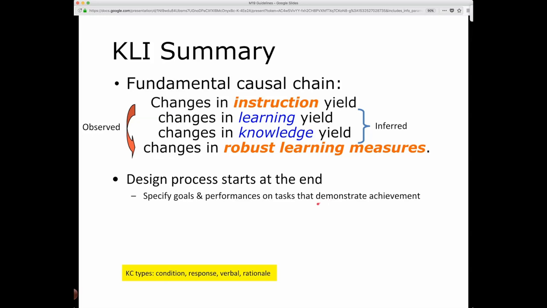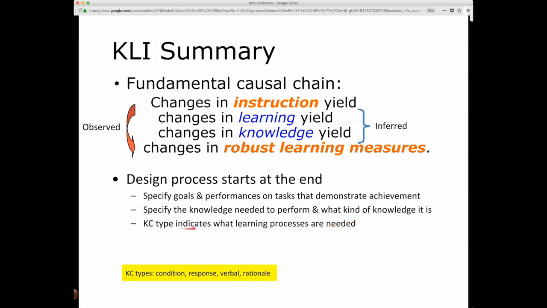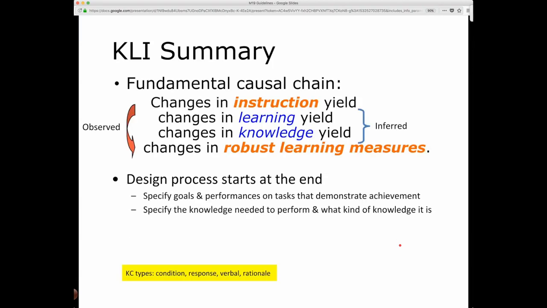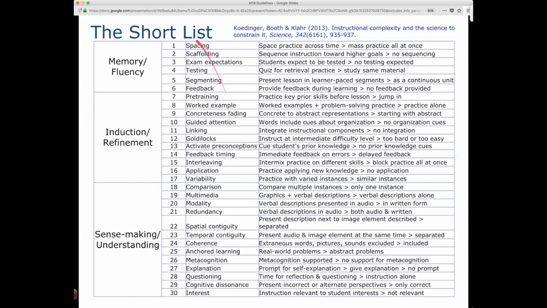So we start at the end, we specify goals and performances on tasks that demonstrate the kind of achievement we're after. Then we specify the knowledge needed to perform on those tasks and what kind of knowledge it is. The knowledge type helps indicate what learning processes are needed. And then we pick instructional principles that best support those learning processes. KLI provides a kind of simplification of that in terms of these three categories. It is definitely more nuanced than that, but this is getting at the start of the kind of thinking we want learning engineers to engage in.